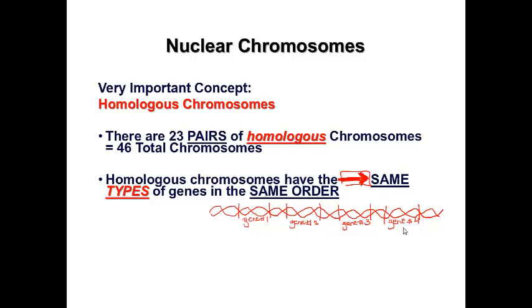Okay? They give rise to a specific protein. In this case, gene number 4 gives rise to protein number 4. Gene number 3 gives rise to protein number 3. Gene number 2 gives rise to protein number 2, and gene number 1 gives rise to protein number 1. All right, so that's what we mean by the same types of genes in the same order, okay, along the chromosome.